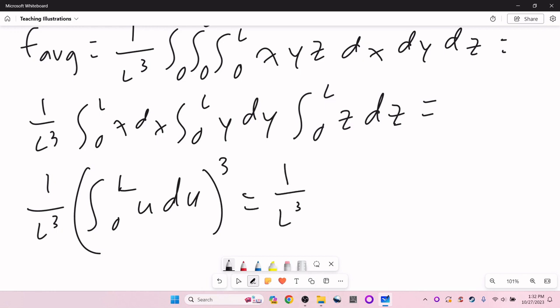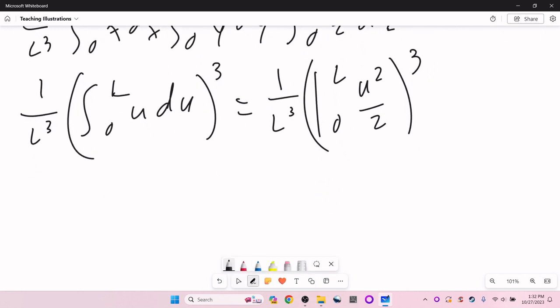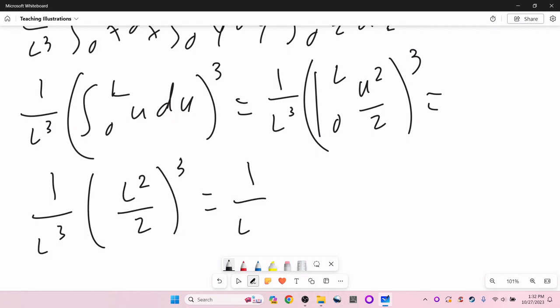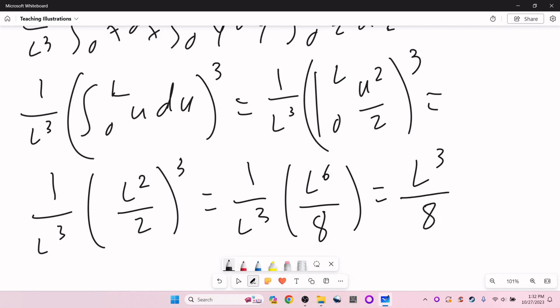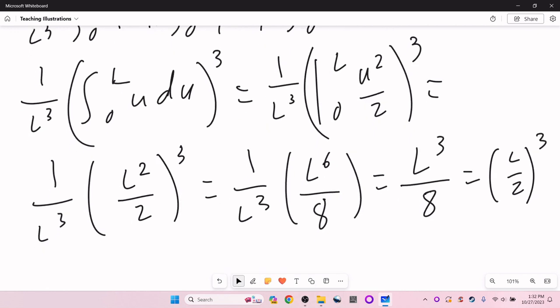So 1 over L cubed, integral from 0 to L of u squared over 2, cubed at the end. That's 1 over L cubed of L squared over 2 cubed, which is 1 over L cubed of L to the 6th over 8. Yes, 8. Which becomes L cubed over 8. Which incidentally is also L over 2 to the 3rd. So it turned out you just halve each one and cube them. But there was no way we could have known that in advance.